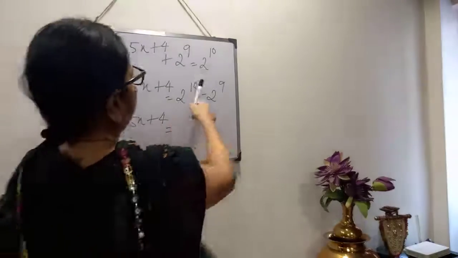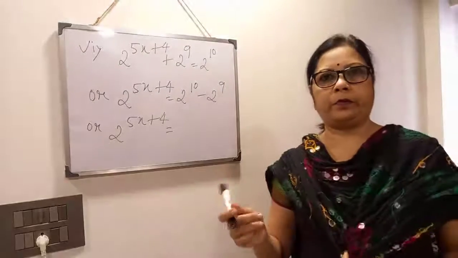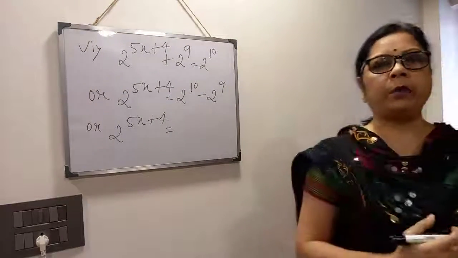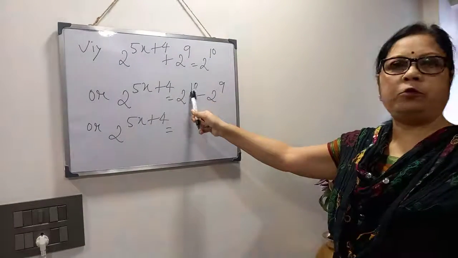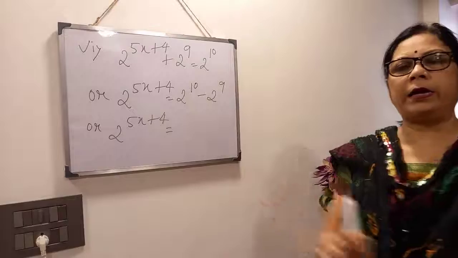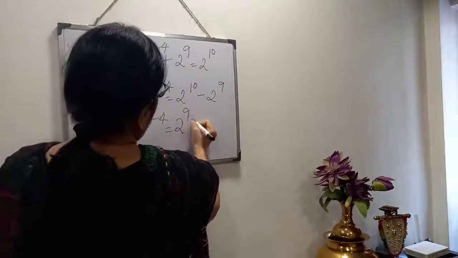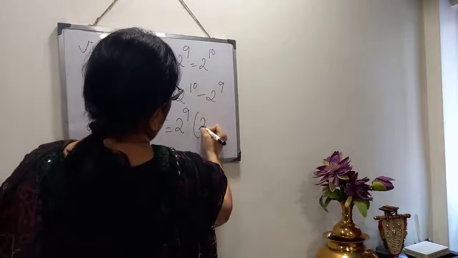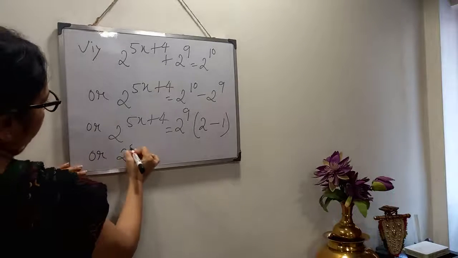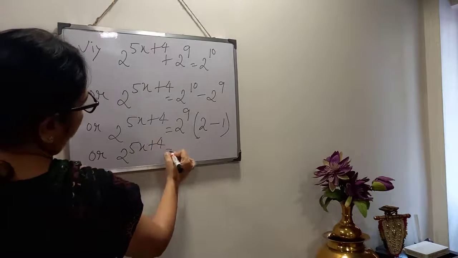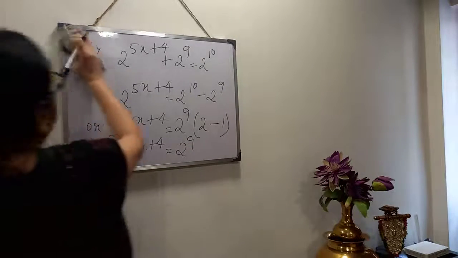now you see 2 to the power 10 means what? 2 is multiplied 10 times, clear? And 2 to the power 9 means 2 is multiplied 9 times. So it is obvious that in 2 to the power 10, this term 2 to the power 9 is there, clear? So I can take 2 to the power 9 common. So here what will be left? 2 only, and there is minus 1, or 2 to the power 5x plus 4. 2 minus 1 means 1.